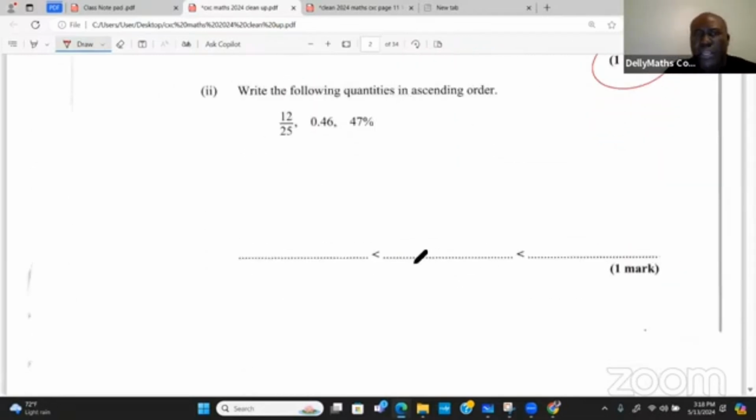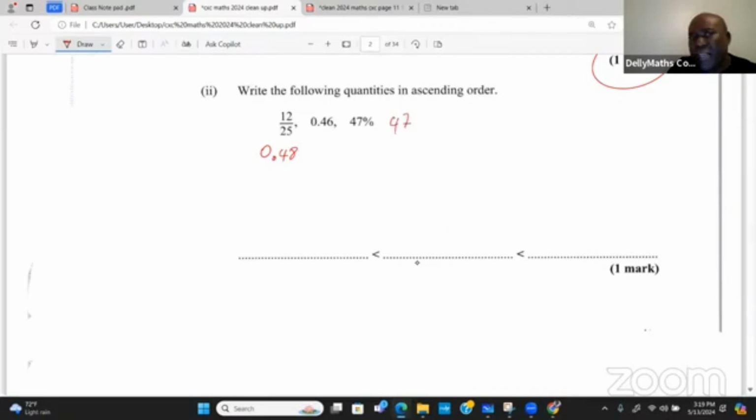Let us write the following quantities in ascending order. All right, what you want to do with a question like this is probably to represent everybody as a decimal quickly. So we could represent this as a decimal. So 12 divided by 25 is the same thing as 0.48.